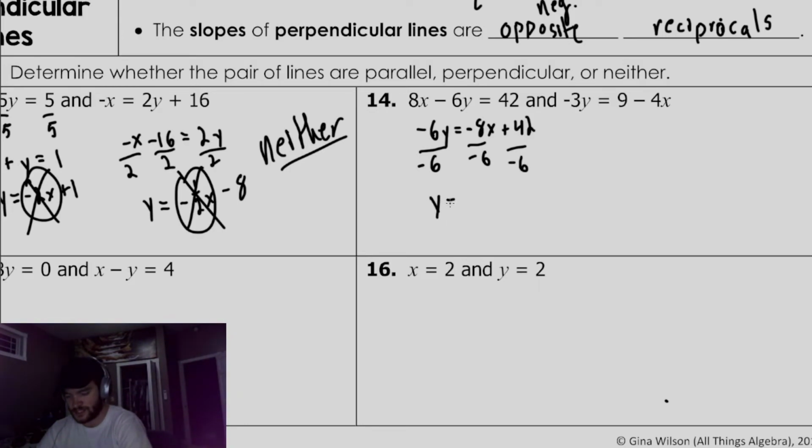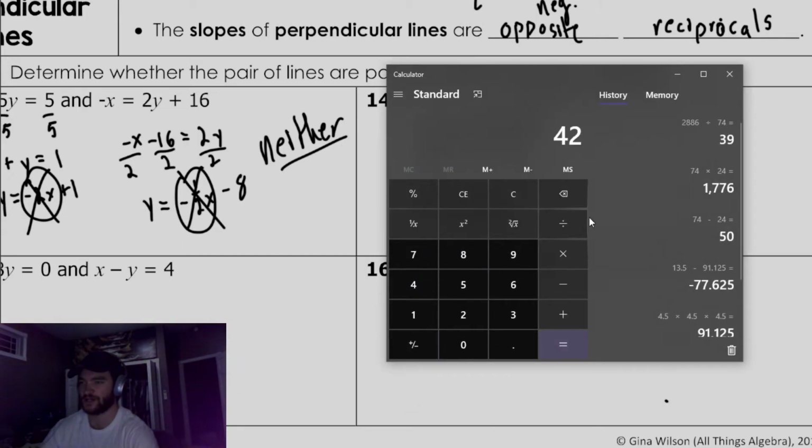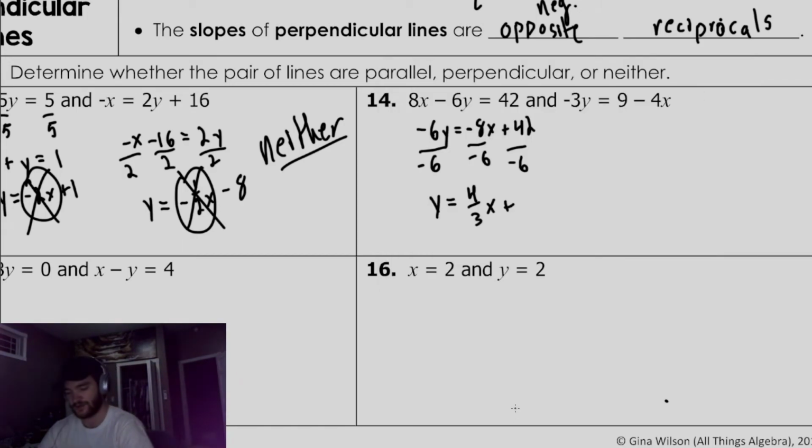Good, so y ends up equaling positive 4 over 3 x plus, and I am way too tired right now, so let's just pretend that we know how to do this in our heads. 7. I knew that one. Dang it. But it's not. Oh, God. Okay. It is not positive. It is negative 7. Good. Now I divide this by negative 3. Negative 3. Negative 3. Left with y equals.